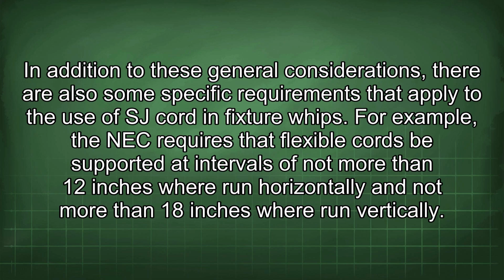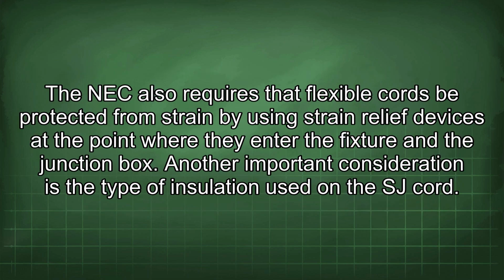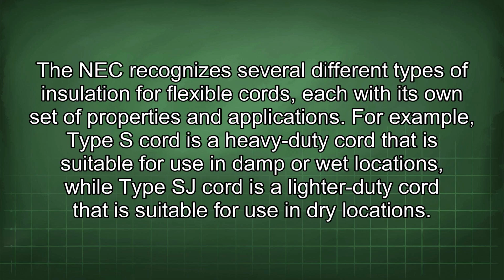For example, the NEC requires that flexible cords be supported at intervals of not more than 12 inches where run horizontally and not more than 18 inches where run vertically. The NEC also requires that flexible cords be protected from strain by using strain relief devices at the point where they enter the fixture and the junction box. Another important consideration is the type of insulation used on the SJ cord. The NEC recognizes several different types of insulation for flexible cords, each with its own set of properties and applications.